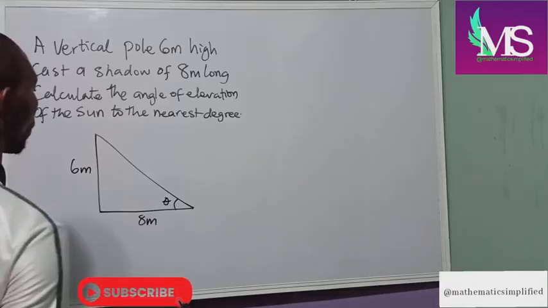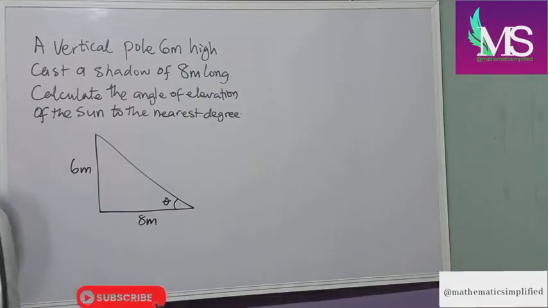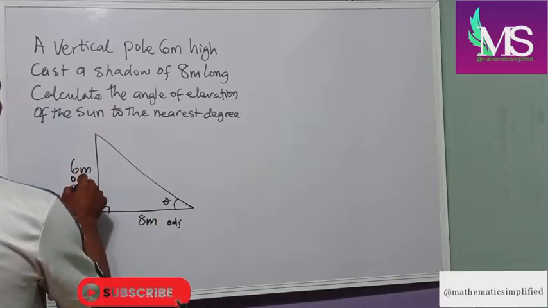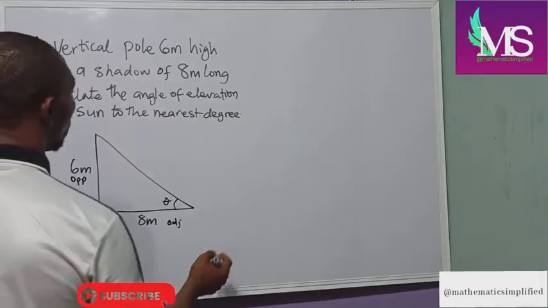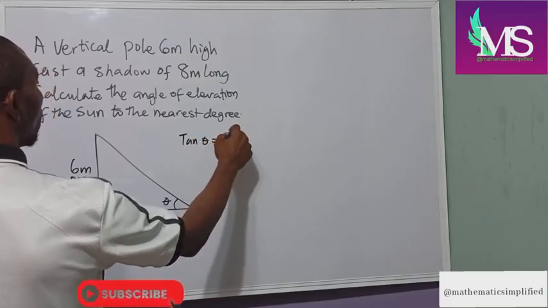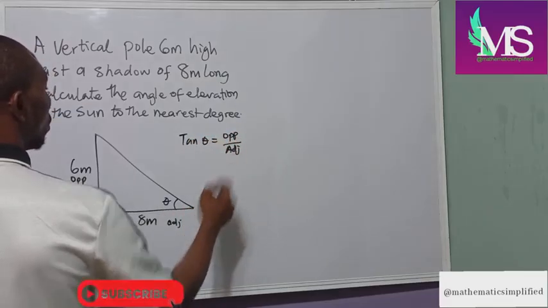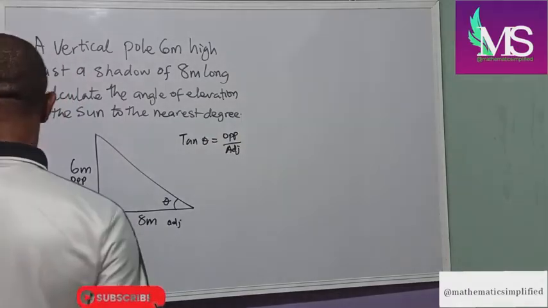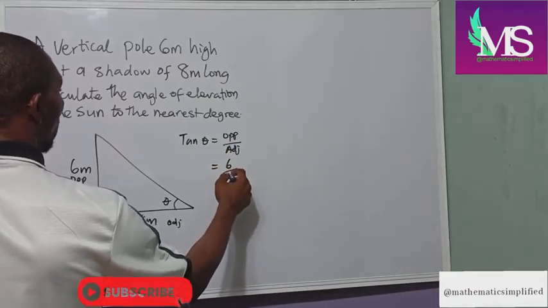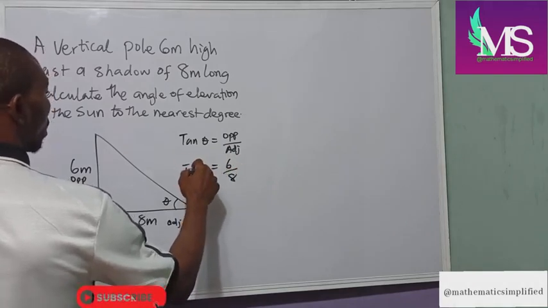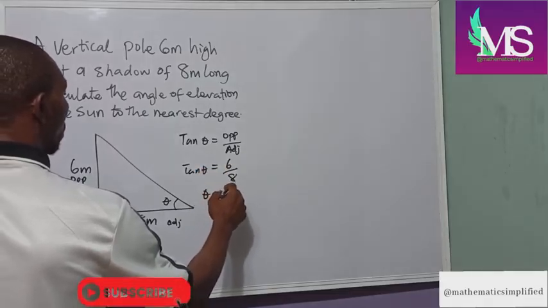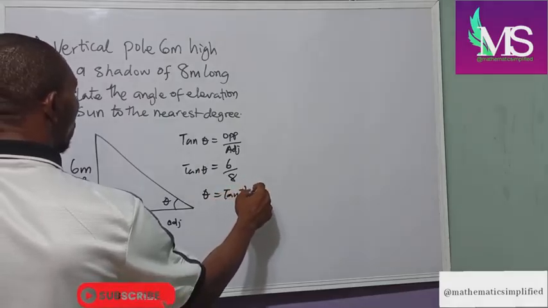And for us to find our angle of elevation, theta, we have here as our adjacent, and we have here as our opposite. So having adjacent and opposite, we can say that tan theta equals opposite over adjacent using our SOHCAHTOA rule. Our opposite is 6 and adjacent is 8, so tan theta equals 6 over 8, and theta equals tan inverse of 6 over 8.